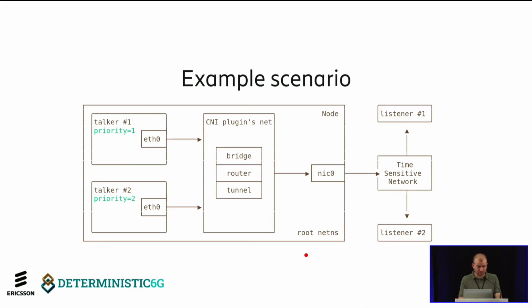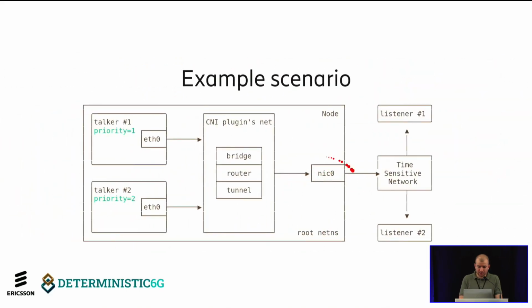They have different configs. So one pod is sending with priority 1, one pod with priority 2. Of course, there's the CNI network going to the NIC. Then going through the time-sensitive network, there are bridges with enforced time slots for priority 1 and priority 2. Then they reach listener 1 or listener 2, depending on their priority. Very simple.